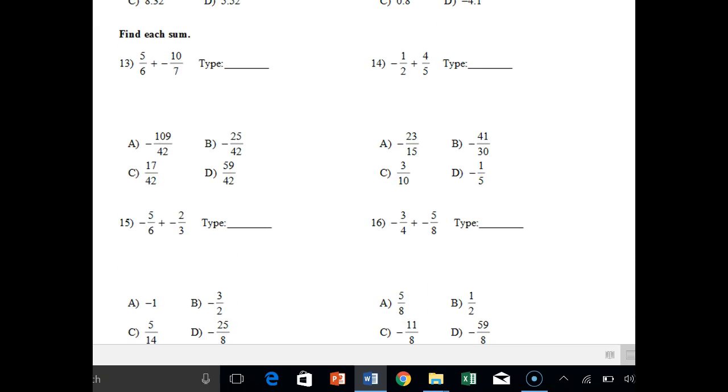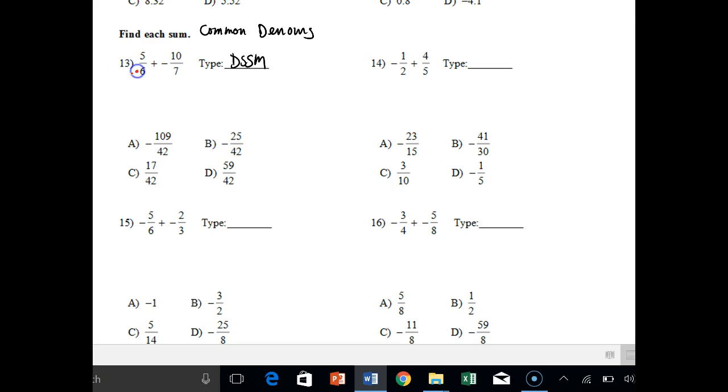13, it says find each sum, but look, we're dealing with fractions, so what do we need to make sure we do? Common denominators. We'll say common denoms for short, right? Type right off the bat, DSSM. So here's the tough part. Just because we have fractions, we can't just start to ignore all these integer rules that we have. And just because we're working with integers doesn't mean we can ignore the fractions rules.